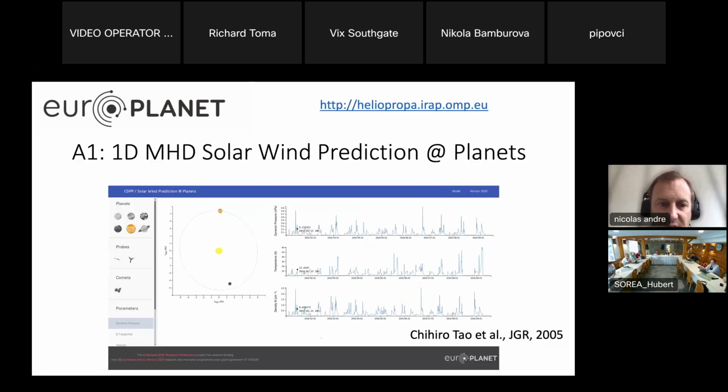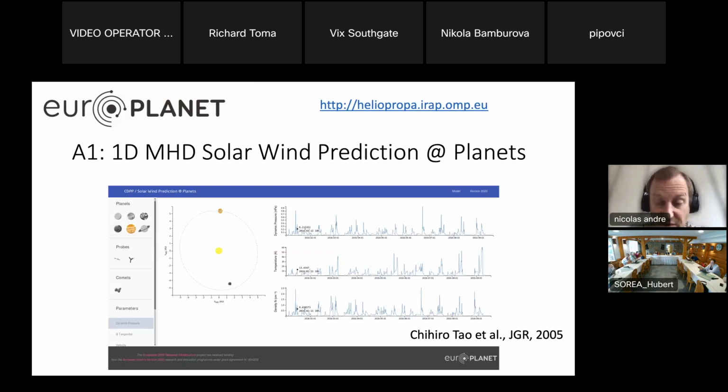So I start with this service developed to predict the properties of solar wind at various planets. We used a 1D magnetohydrodynamic simulation developed by a postdoc at IRAP, a young Japanese woman, Shiho Tao. She spent 2 years in our lab. She provided us with the executable for this code, and we implemented it in order to propagate disturbance forward from the Earth to planets like Jupiter, Saturn, Uranus, Neptune, but also backward to Venus and to Mercury. And we extended this simulation to spacecraft in cruise or orbiting planets or comets even.